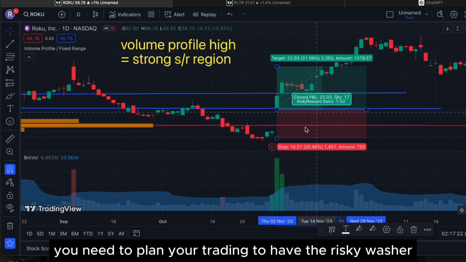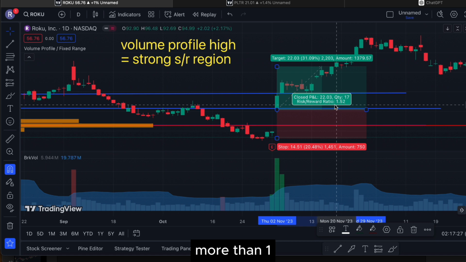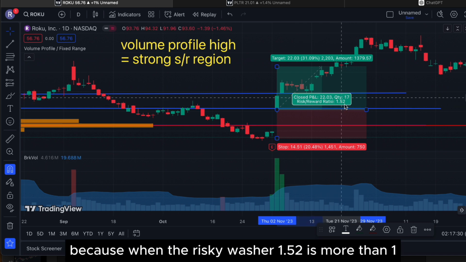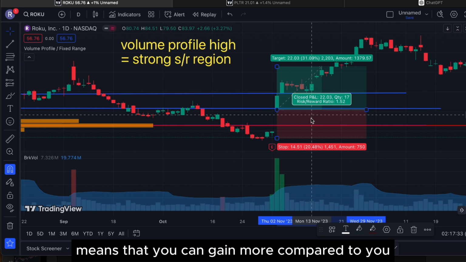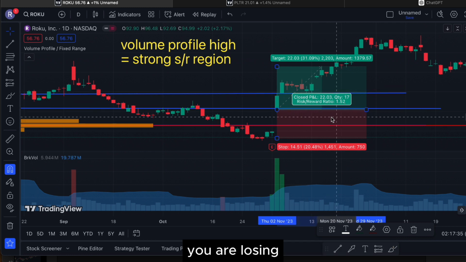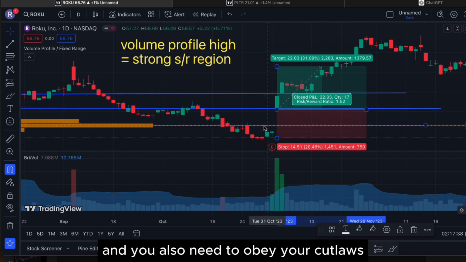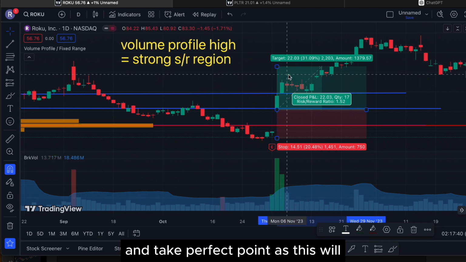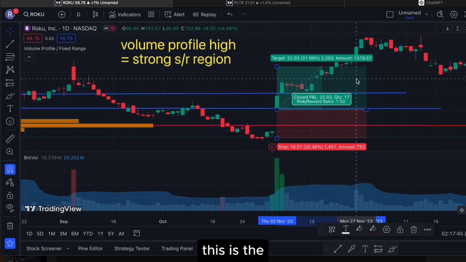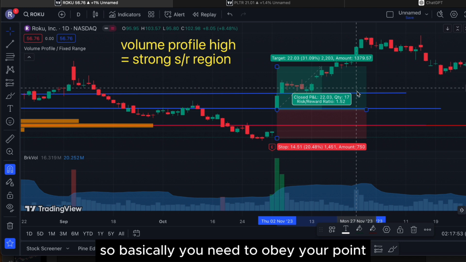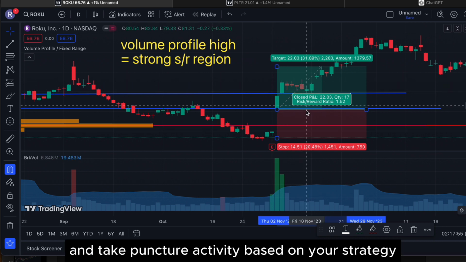So basically you need to plan your trading to have a risk reward ratio of more than 1, because when the risk reward ratio is 1.52, which is more than 1, it means that you can gain more compared to what you are losing. And you also need to obey your cut loss and take profit points based on your strategy.